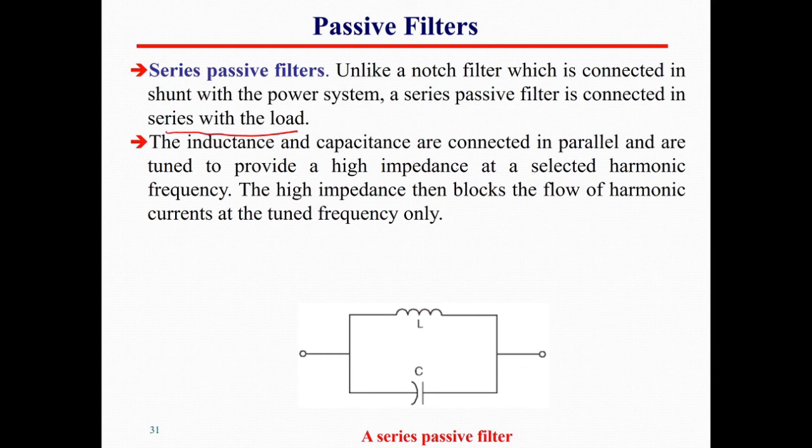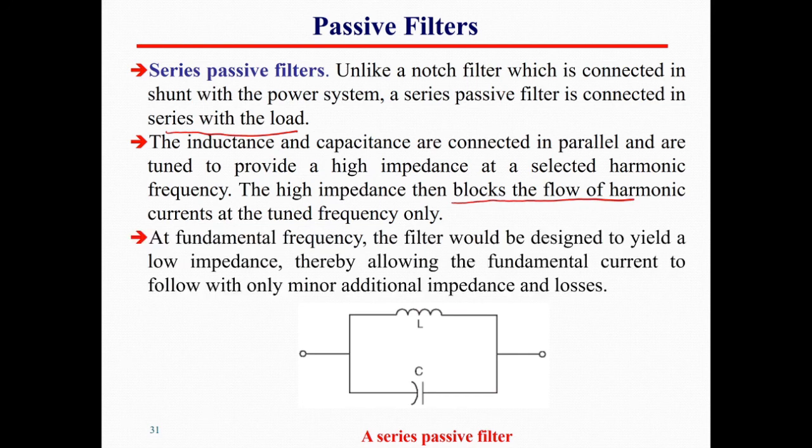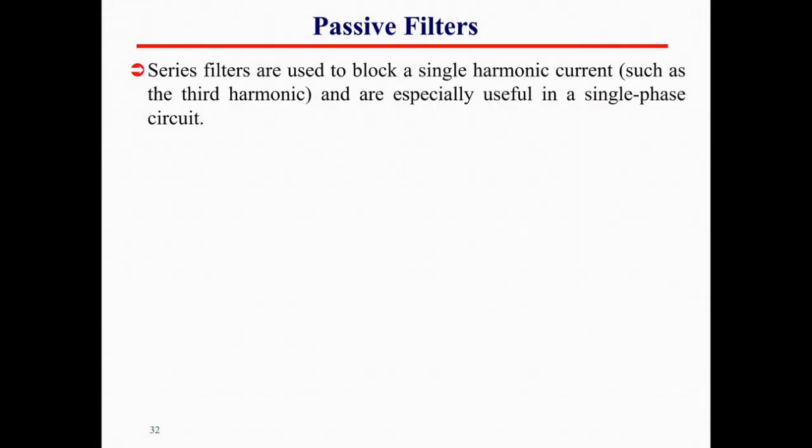So at a certain harmonic frequency, XL will be equal to XC. As a result, the circuit will be like an open circuit, and the high impedance will block the flow of harmonic current at that particular frequency. Whereas at fundamental frequency, the filter is designed to yield a low impedance, which allows the fundamental current to flow with only minor additional impedance and losses.